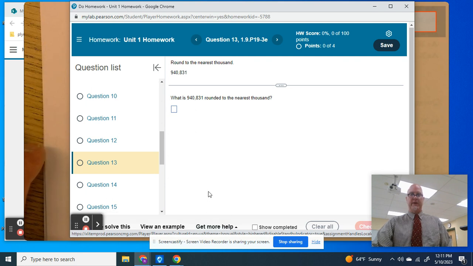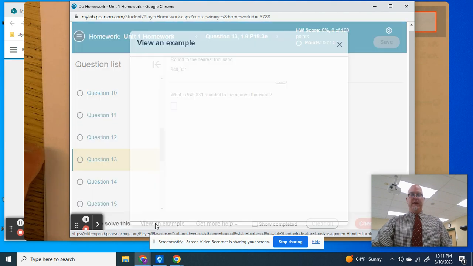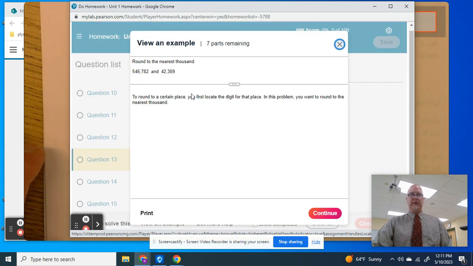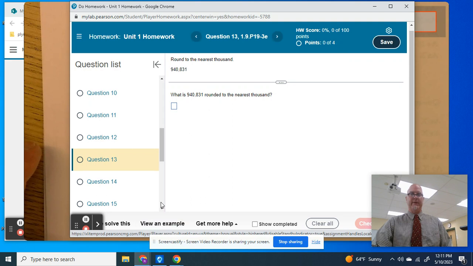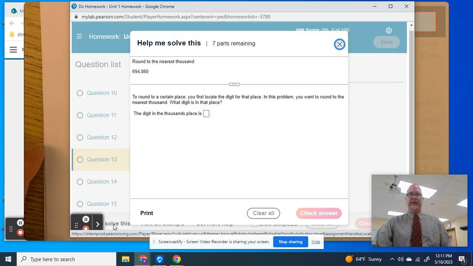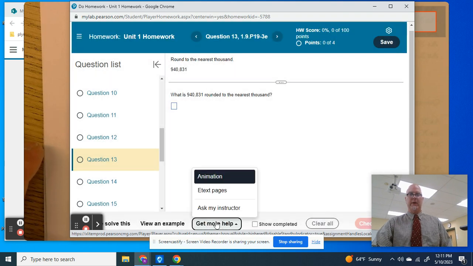One of the things you might see at the bottom of the page, for each question, is some buttons called Get More Help, View an Example, and Help Me Solve This. If you click on View an Example, it'll actually talk you through an example. In case you are lost, it'll talk you through and keep asking you questions until you continue so you understand. That's a great tool to have. Help Me Solve This is the same kind of thing. You're going to add a few things and then check your answers as you go.